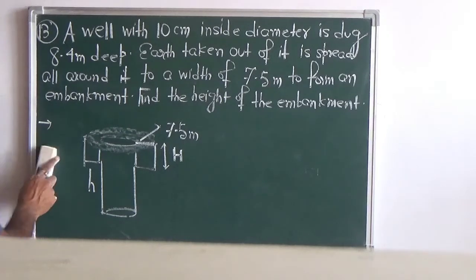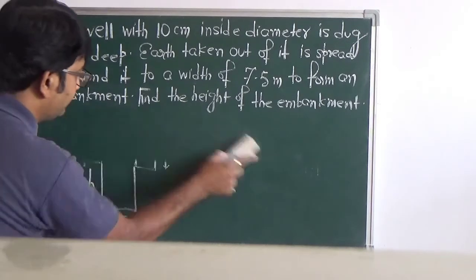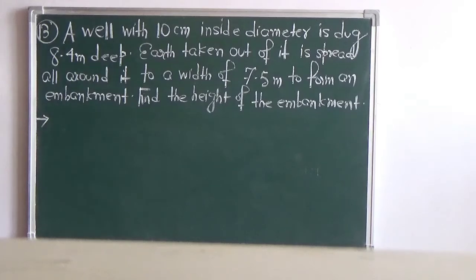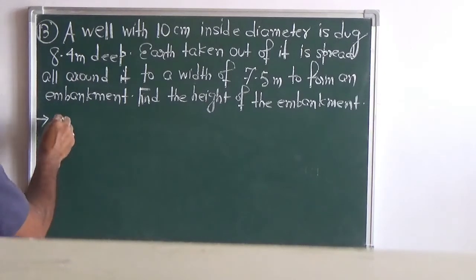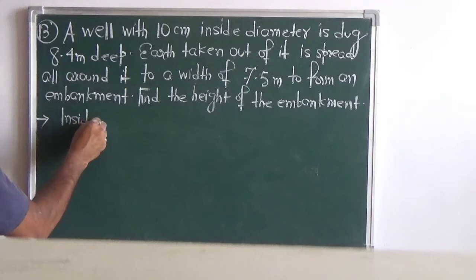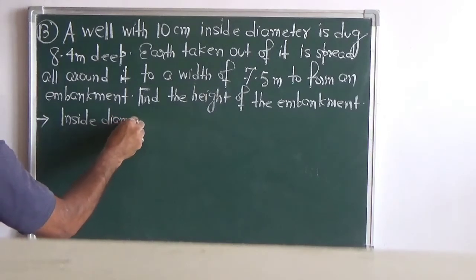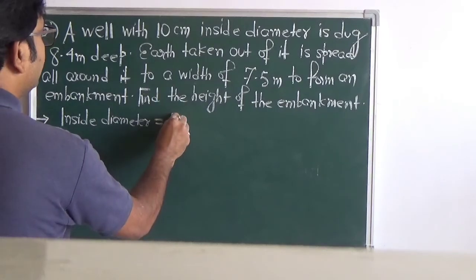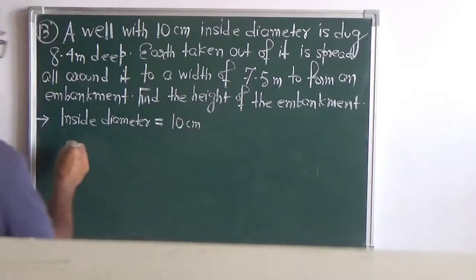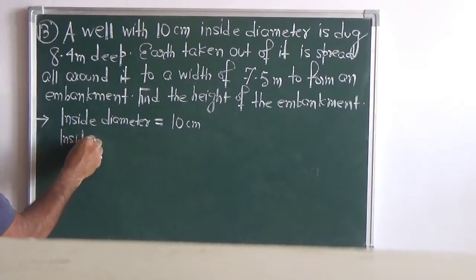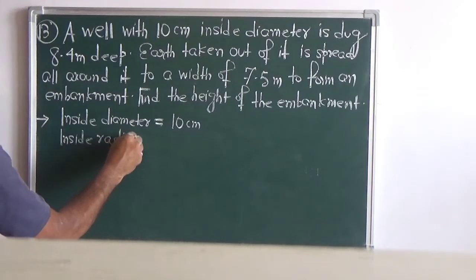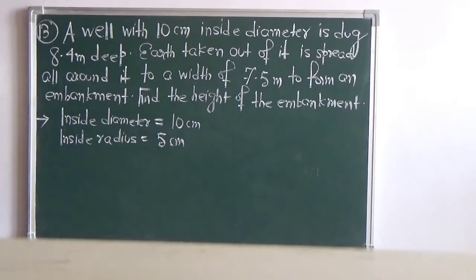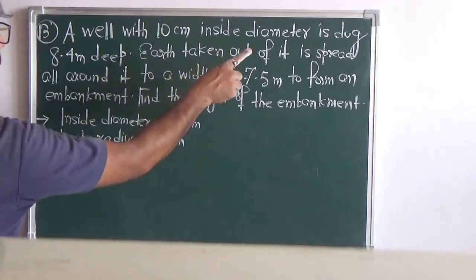So let us first note down the information given. What is the inside diameter? The inside diameter is given as 10 centimeter. So what will be the inside radius? Half of it, that is 5 centimeters. Then we have the depth of the well.